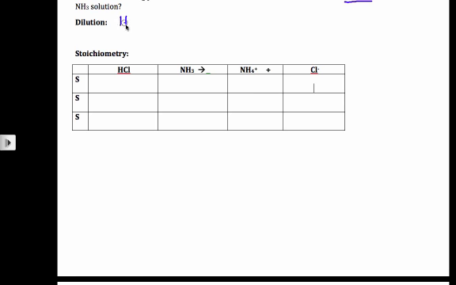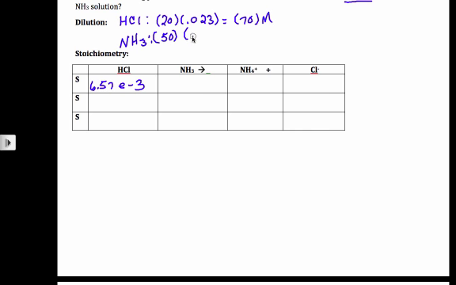Now, this time we do have to do a dilution because we added volume to volume. For HCl, I have 20 times 0.023, and my total volume is now 70, right? We put 20 into 50, so we now have 70. My new molarity of HCl is 6.57 times 10 to the minus 3 molar. I'm going to do the same thing for ammonia. This time I had 50 mLs of that 0.023 molar, and again, the same total of 70 times its new molarity. And when I calculated that, 1.64 times 10 to the minus 2.